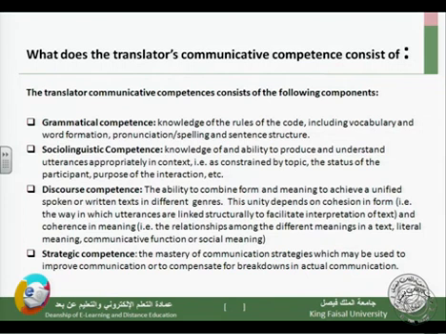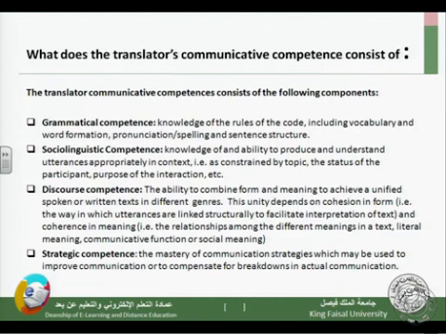Grammatical competence. A grammatical competence means knowledge of the rules of the code. It means if you want to translate from Arabic into English, you need to know the grammatical competence, or your grammatical competence should contain knowledge of the rules of that language, English and Arabic. In other words, vocabulary, word formation, pronunciation, grammar, and sentence structure and spelling. All these come under grammatical competence.